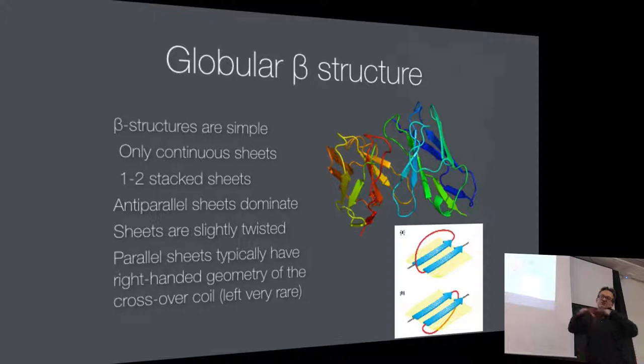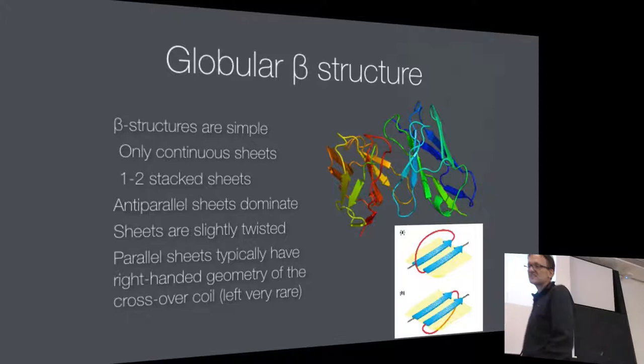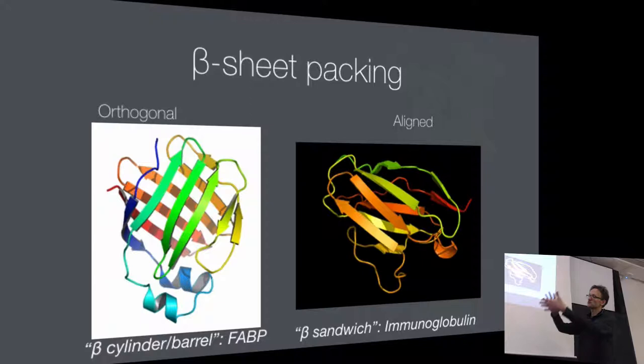So the easiest thing you can imagine is pretty much two sheets. And then there are only two ways to put them. You can put them orthogonal to each other or parallel to each other. And that's what nature has done. So again, if you look at this on the atomic level, you wouldn't see the forest for the trees. But looking at it schematically, there are only two simple ways to create very simple proteins. Both of these are used. This beta cylinder is something called fatty acid binding protein. I'll come back to that in a second. And this is an immunoglobulin that occurs in your immune system.